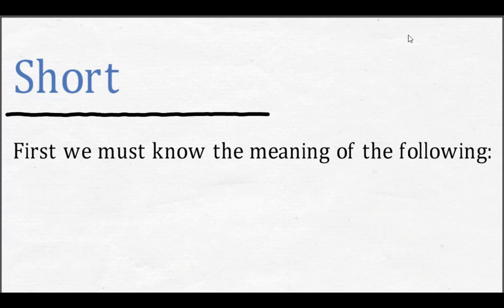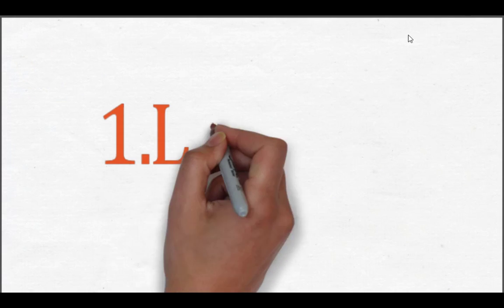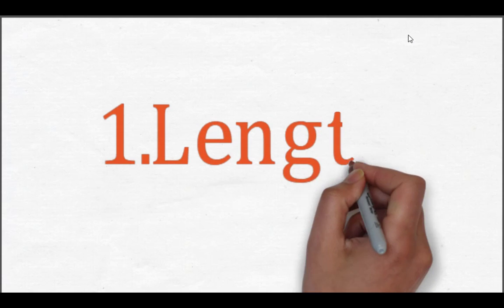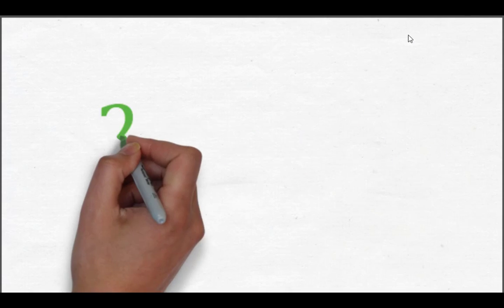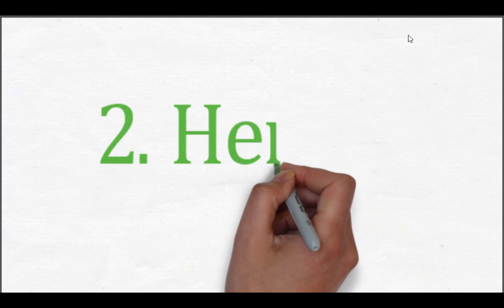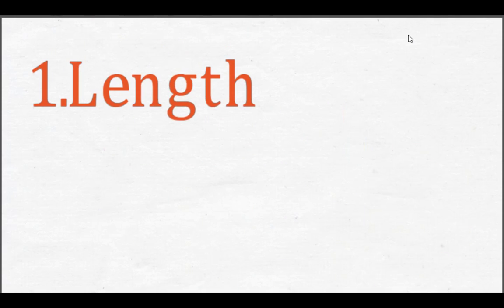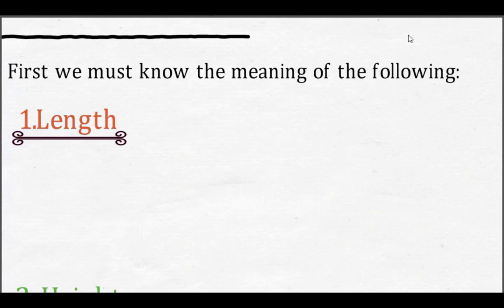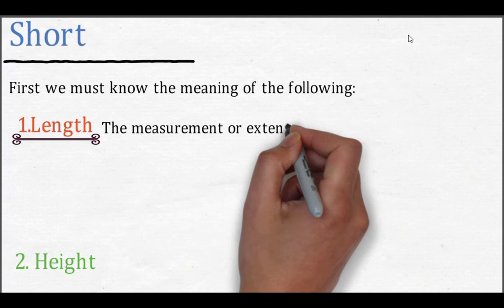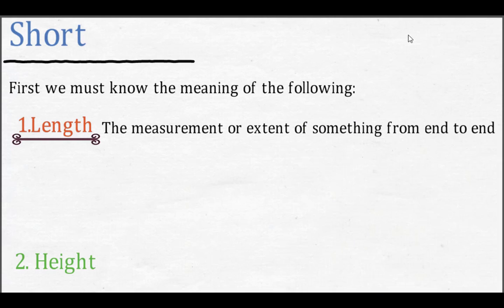Number 1, length. We must know the meaning of length. And number 2, height. We are going to understand what is the meaning of height also. But first, let us look at the word length. We can define it as the measurement or extent of something from end to end.